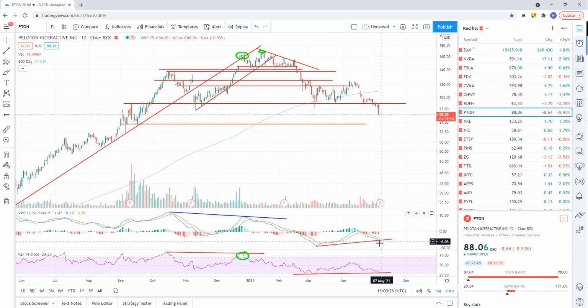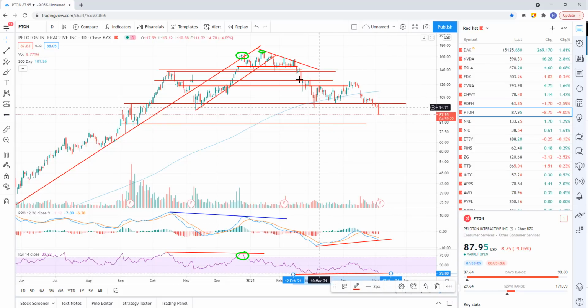Now, we're starting to put in maybe some bullish divergence. We're not confirmed yet. So if this continues to sell off, then we're likely going to burn through this bullish divergence and just continue lower. We'll keep an eye on that. But that's how that works. So this Peloton continues to sell off.